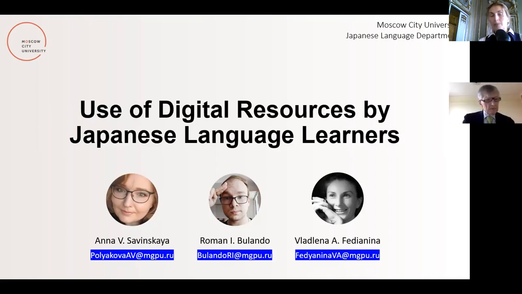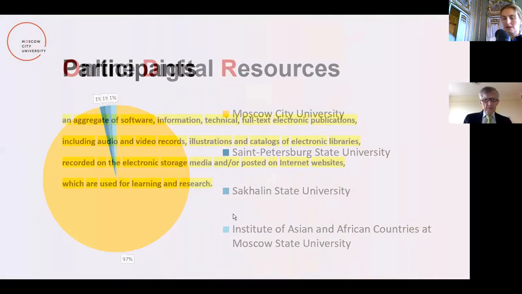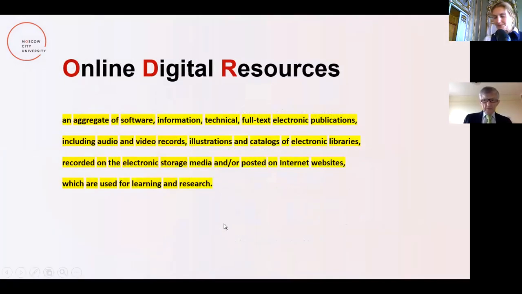In this context, the purpose of our study is to analyze how students use open digital resources related to Japanese studies. And we understand the term online digital resources in the broadest sense. This means any learning materials presented in a digital format and available on web.